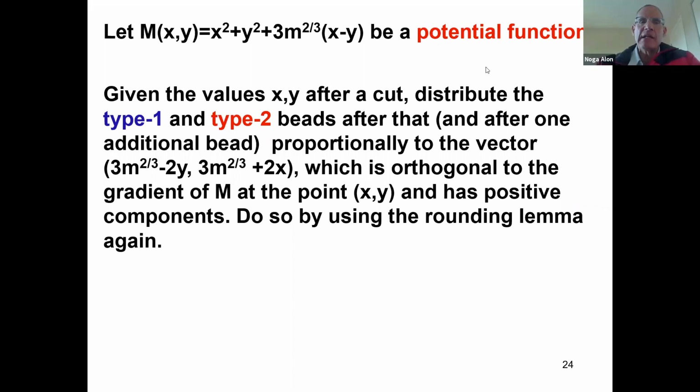Now we are given the values of x, y after a cut. And after a cut, I want to distribute the type 1 and the type 2 beads proportionally to the vectors that I wrote here. Now everything here is a polynomial, so everything is simple, but I wrote it here because I want to say what is happening with general potential functions. So the important thing about this vector is that it is orthogonal to the gradient of this potential function.